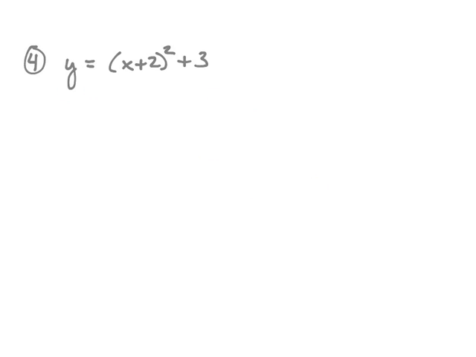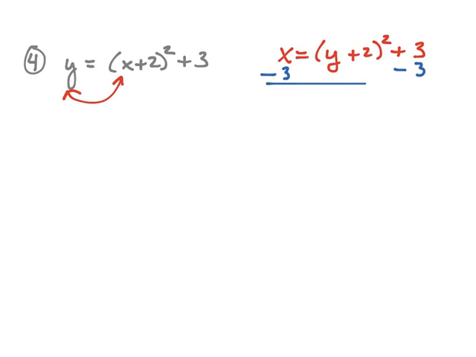Alright, let's continue looking at finding inverses of quadratics. The next couple of equations here are going to be a little different. We're still going to start by taking your x and the y and switching them. So the new equation is going to become x equals y plus 2 squared plus 3. Alright, so let's see here. First thing we're going to do is take care of this plus 3. And the opposite of adding 3 is subtracting 3. So I've got x minus 3 equals y plus 2 squared.